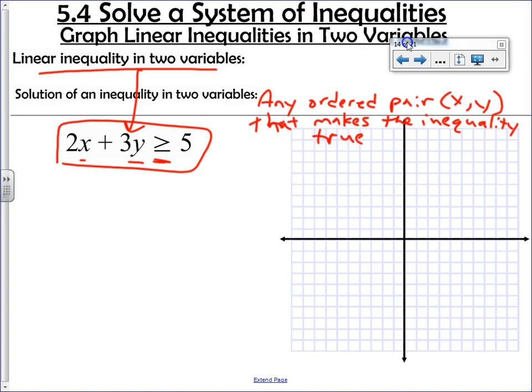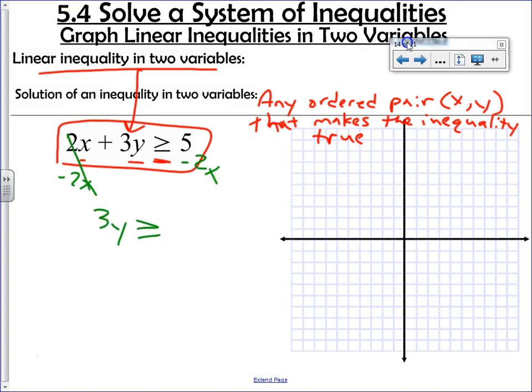Okay. So as we take a look at our graph here, if I want to find out the solutions, we need to find anything that's going to make this true. And we could make a table and just start picking numbers and finding which ones are solutions and which ones aren't. But there's an easier way to do this. So let's get the y by itself.